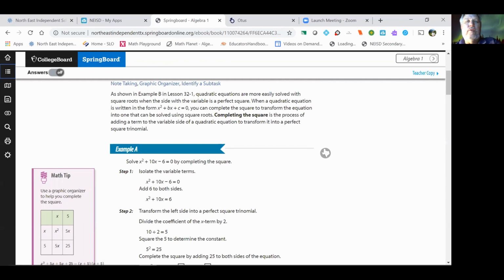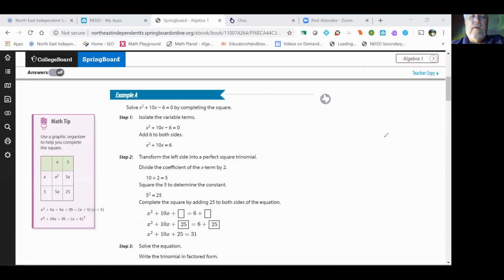In other words, what we're going to do is take a trinomial that's not a perfect square trinomial, and by adding or subtracting a value to it, make it a perfect square trinomial. Once we have it as a perfect square trinomial, we can use the square root method to solve. Okay, example A. Solve x squared plus 10x minus 6 equals 0 by completing the square. I'm going to do this a little bit different than the example that is shown, but essentially the same.